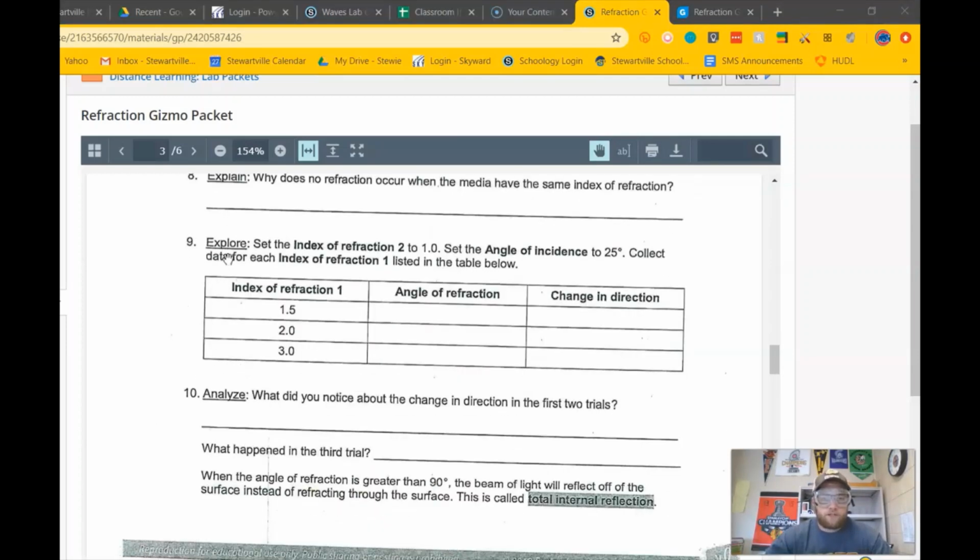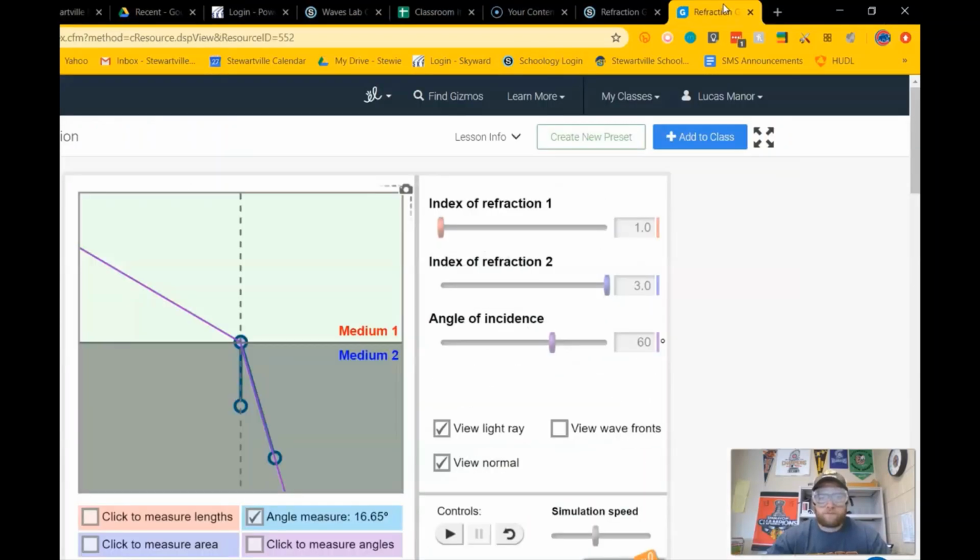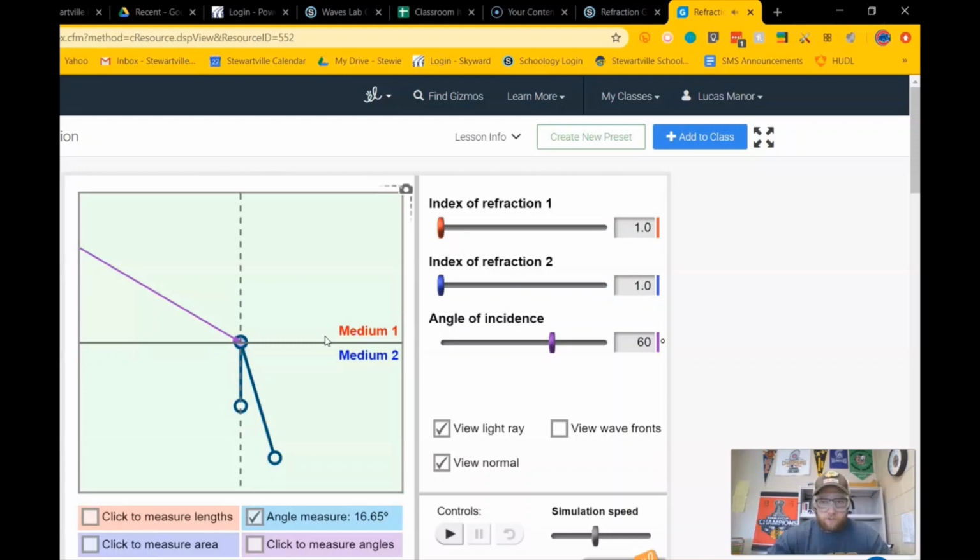We are officially on to number 9, explore. Set the index of refraction 2 to 1, set the angle of incidence to 25 degrees, collect data for each index of refraction 1 listed in the table below. So we need our index of refraction 2 set to 1. We need our angle of incidence set to 25. And for our first one, we need our index of refraction 1 set to 1.5.